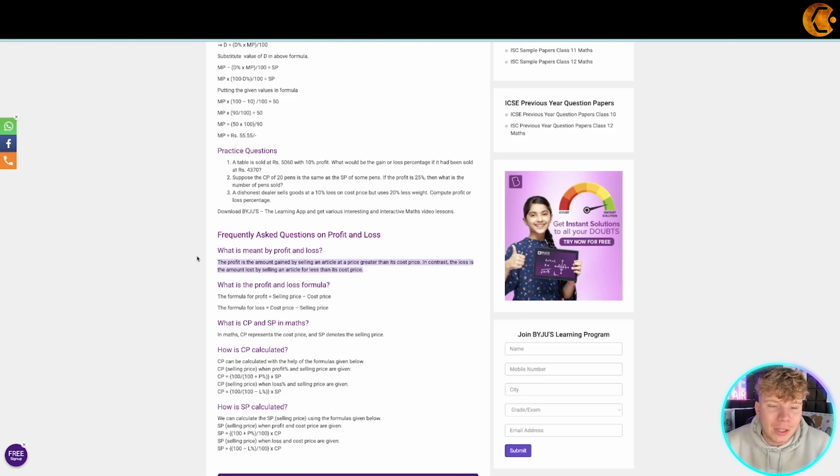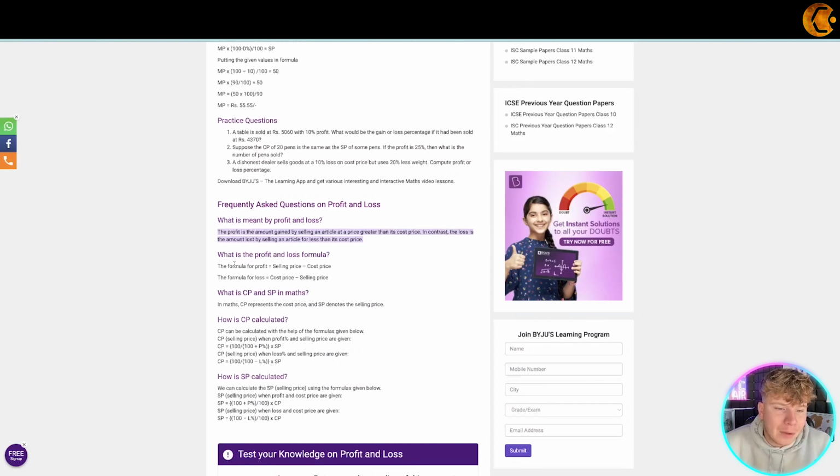All right, now when we go into the losses, the profit is the amount gained by selling an article for a price greater than the cost price. In contrast, the loss is the amount lost by selling an article for less than its cost price. So if a coin is worth a certain amount and you sell it for less, you're actually losing. Just like if you buy an NFT, if you sell that NFT for less than you bought it for, you will be in a loss.